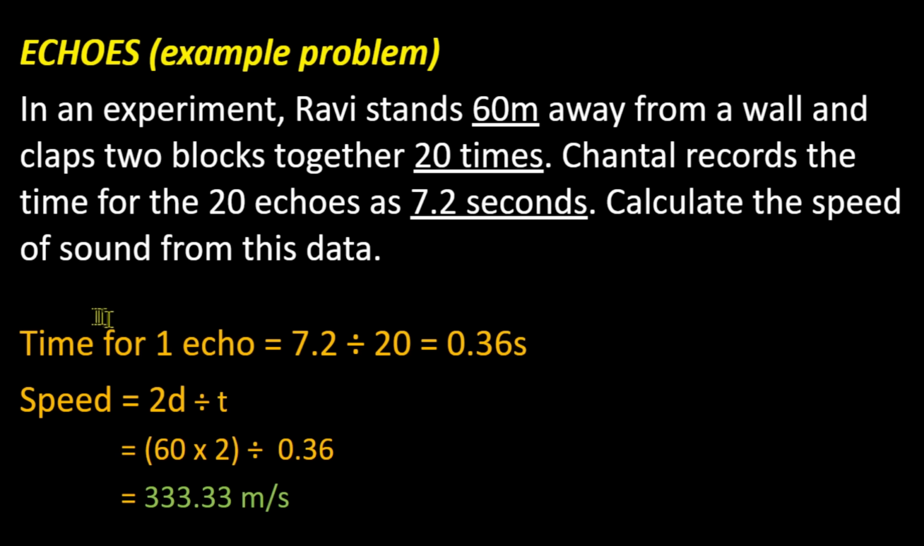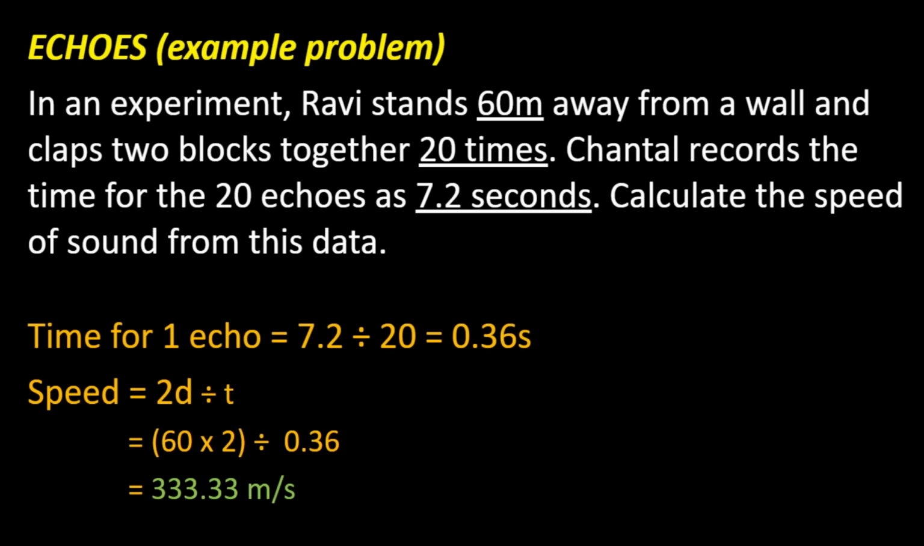So first we have to find the time for one echo. So we're going to take 7.2 seconds and divide it by the number of echoes, which is 20, and that will be equal to 0.36 seconds as the time for one echo. The speed will be double distance divided by the time, which means that this will be 60 times 2 because it had to go to the wall and return, and divided by 0.36. When you do that, your answer is going to be 333.33 meters per second.